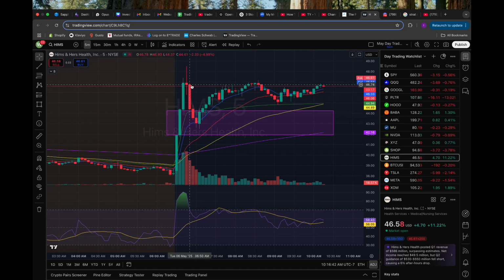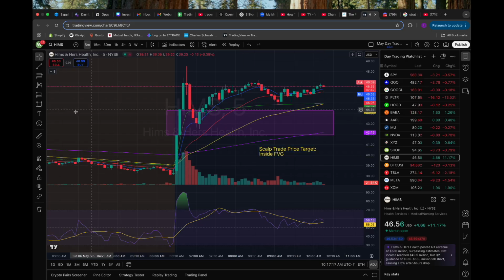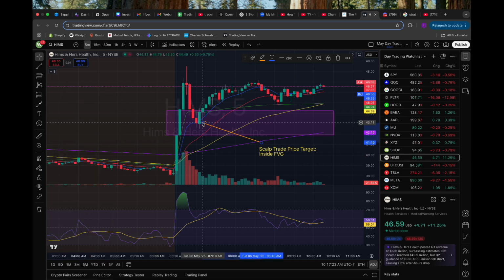So let's say you got in right here at this level, and you took an entry right here. Then my price target on a scalp trade would be right up in here in this box. And as you can see, it came right down here, and then it bounced off and it went to the upside. All right. So I would say scalp trade price target. Okay. And then it would be the fair value gap, inside the fair value gap. All right. And then we would do that, make that go, and then boom. All right. And it did just that.